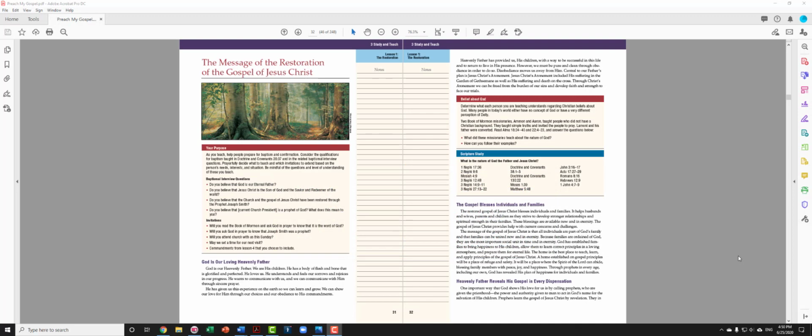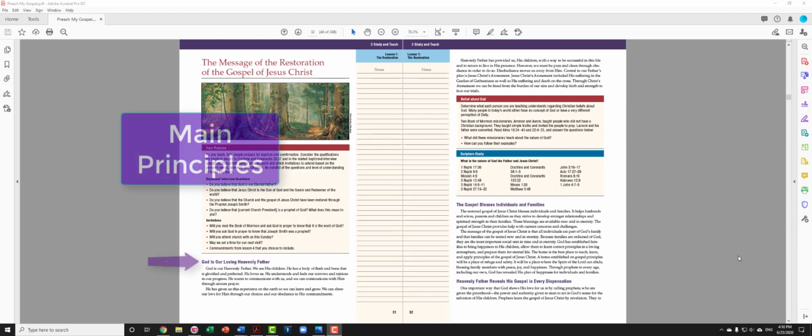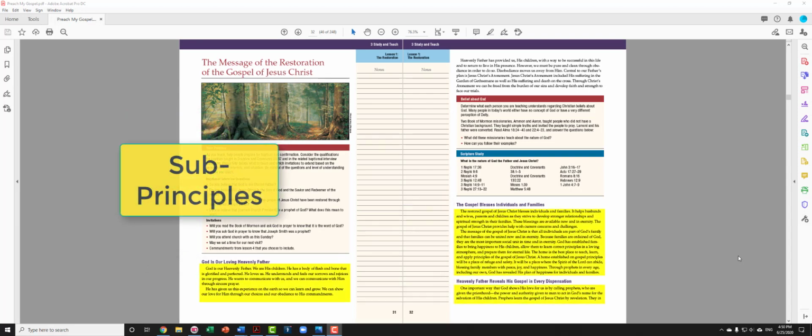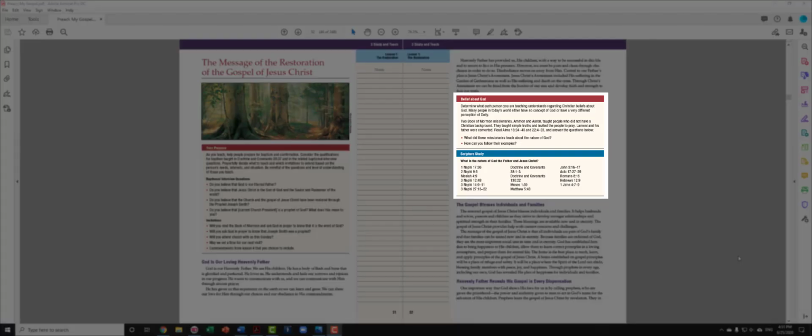The Preach My Gospel lessons are divided into principles and sub-principles. The principles are the purple headings throughout the lesson. The sub-principles are the paragraphs under each principle. There may be one or more sub-principles for each main principle. In each lesson, you will see red boxes and blue boxes. The red boxes contain instruction for missionaries that you need to know while preparing your lessons. The blue boxes are scripture study boxes listing support scriptures pertaining to the lesson you'll teach.